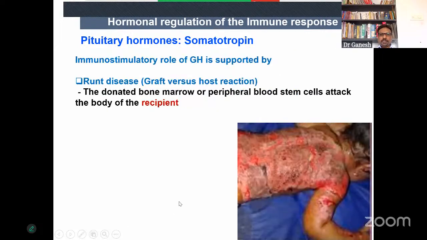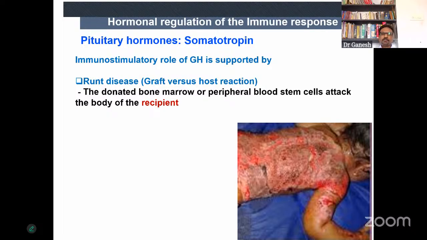And here is a situation where runt disease, also known as graft versus host reaction, occurs when a transplantation is done, for example, a bone marrow transplantation. If the bone marrow or peripheral blood stem cell transplantation is done into the recipient, then the donor's bone marrow will recognize the recipient's body as foreign. So the recipient's body is under attack by the grafted tissue.